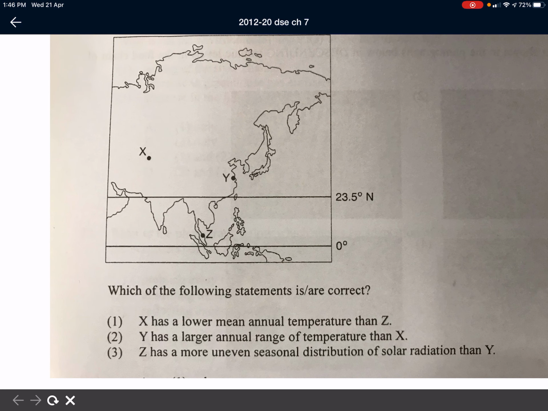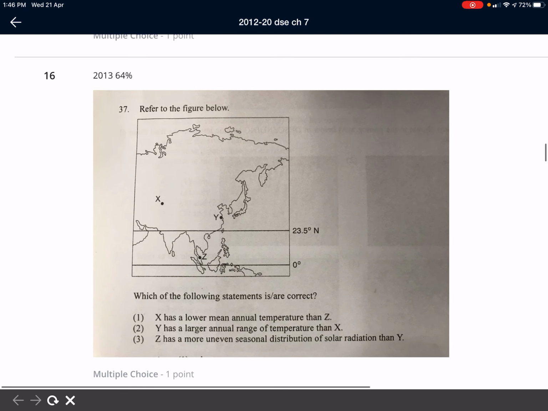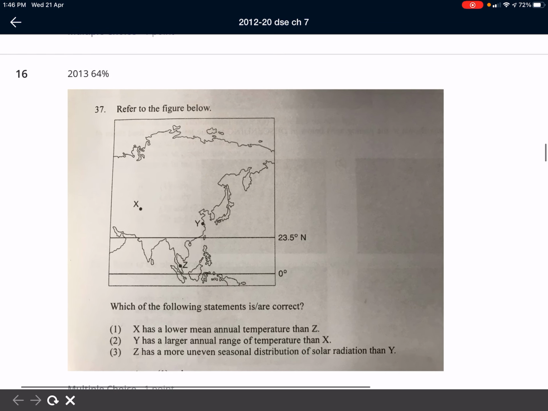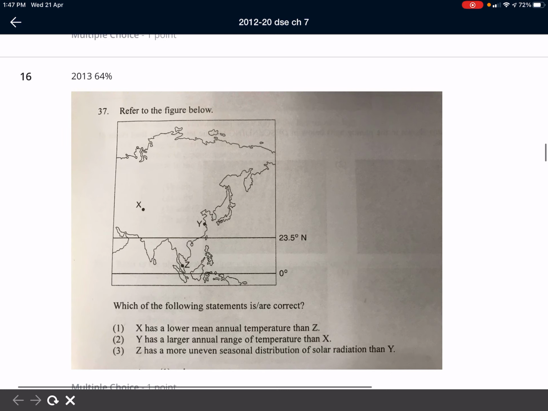Z has a more uneven seasonal distribution of solar radiation than Y. Is it the case? No, because for the area next to the equator, the annual temperature range is not very strong, because they generally have 12 hours of day and 12 hours of night. So number 2 is wrong, and number 1 is correct only. Sorry, number 2 and number 3 are wrong.